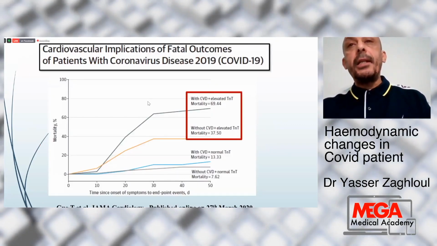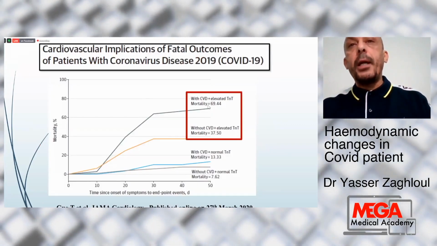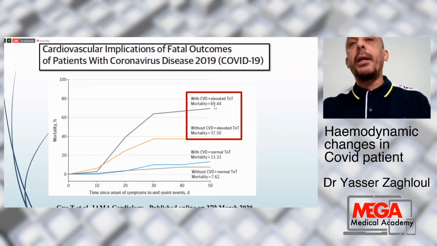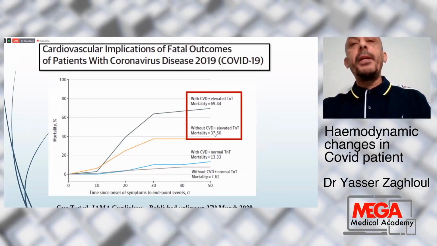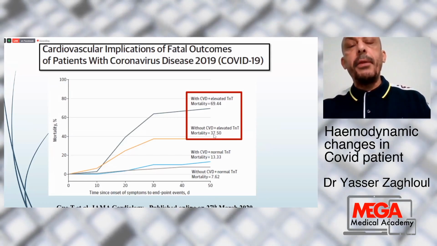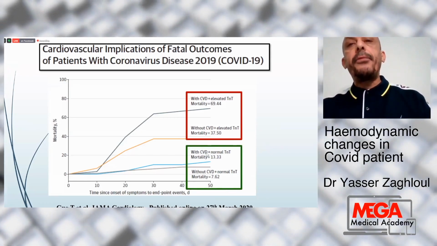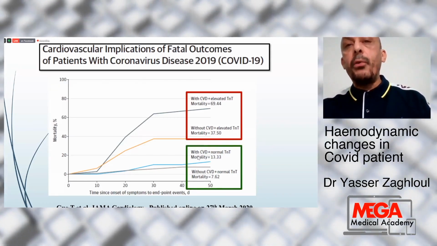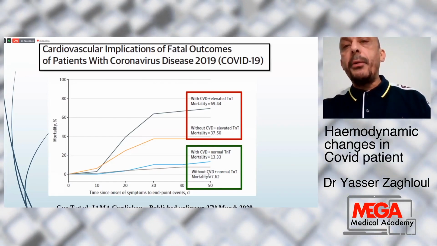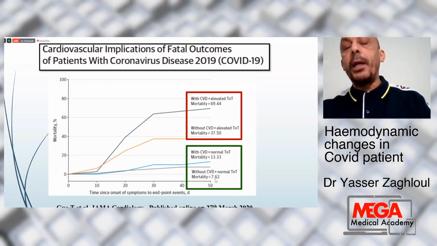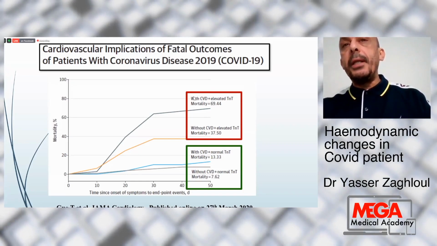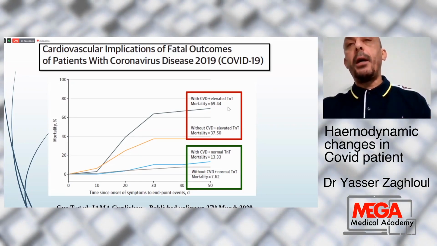Actually, if the patient has high troponin with a history of cardiac disease or cardiovascular disease, the mortality is very high, around 70%. If the patient doesn't have cardiac disease and the troponin is high, the mortality is 37%. And if the troponin is normal with cardiovascular abnormality, mortality is 13%. If there is no cardiovascular disease and normal troponin, the mortality is 7% only. So in short, cardiovascular disease plus troponin carries very high mortality.